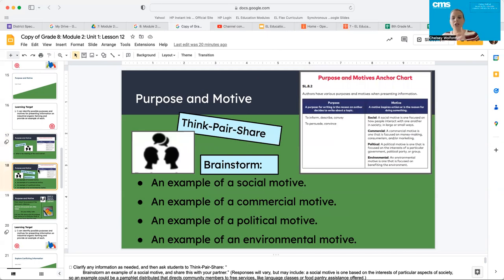All right, so again, I want you to turn and talk. Brainstorm this together with your partner. Give an example of a social motive, a commercial motive, a political motive, and an environmental motive. And if you need some help with this, your teacher can generate some discussion around the room as well. So go ahead and pause the video and turn and talk through these now.